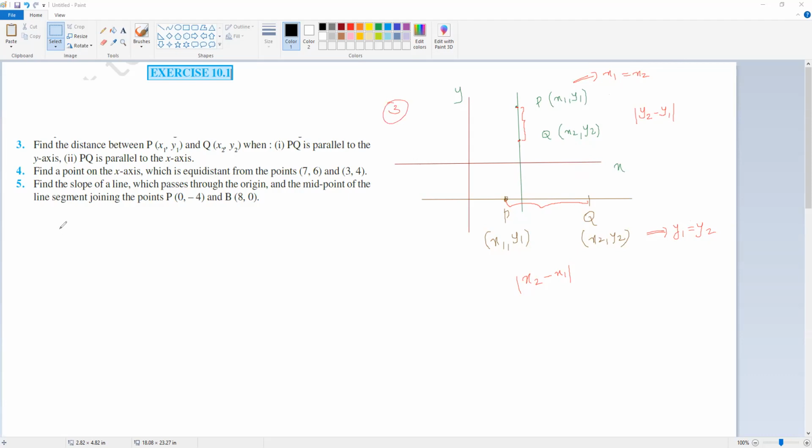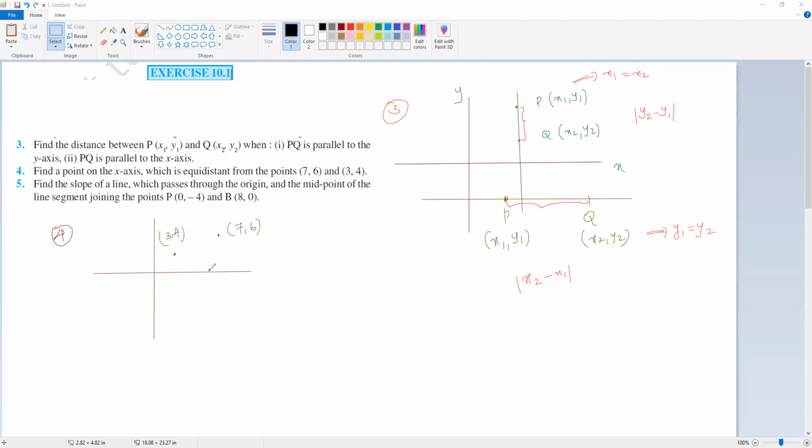Now question number 4. Find a point on the x-axis which is equidistant from the points. So draw a rough picture. Okay, this is the x-axis and y-axis. There is a point 7 comma 6. Okay, this is 7 comma 6. And another point is 3 comma 4. Okay, this is 3 comma 4.